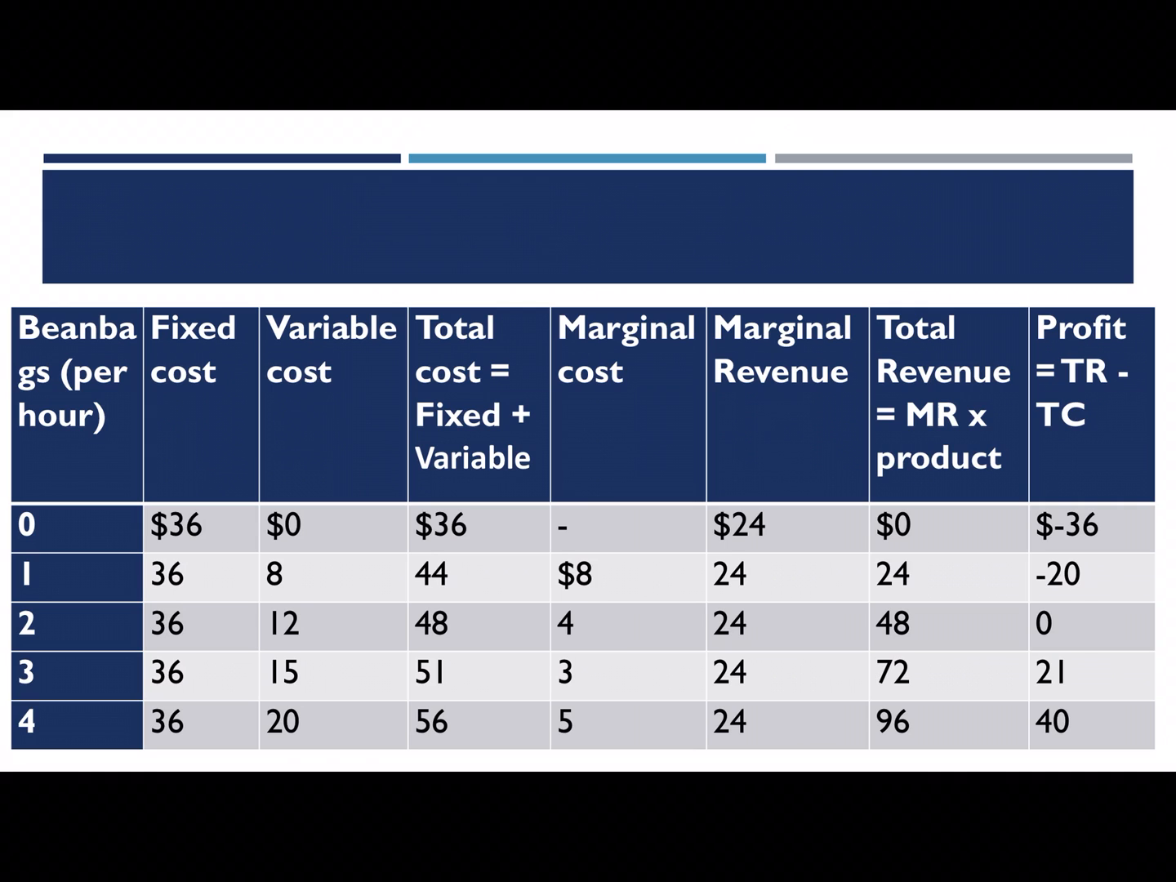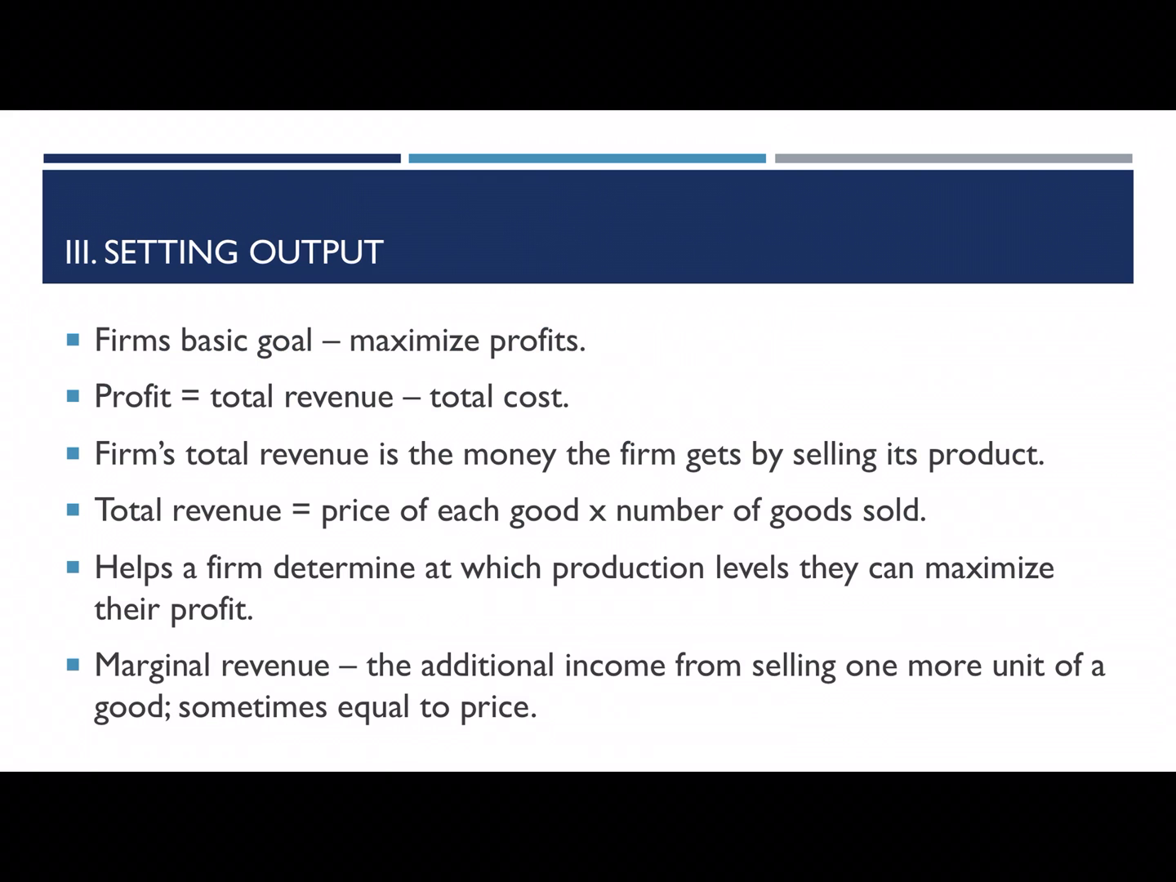Then we look at 3, we start seeing a profit of $21. 4 beanbags per hour, we make a profit of $40. So you get the idea. We obviously have to produce more to make higher profit. And to the point, much like we did for labor, we'll get to a point where the variable cost might actually be too much. We don't know what that is yet, but you get the idea.